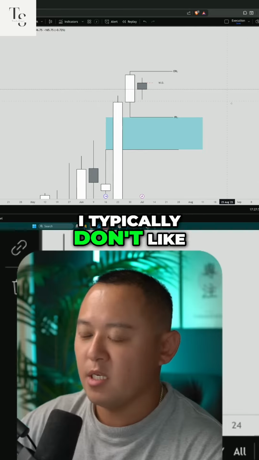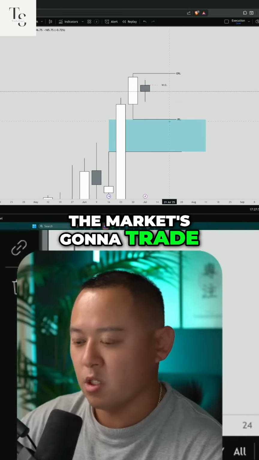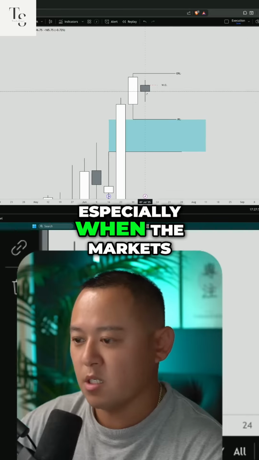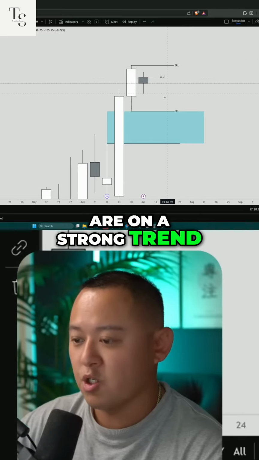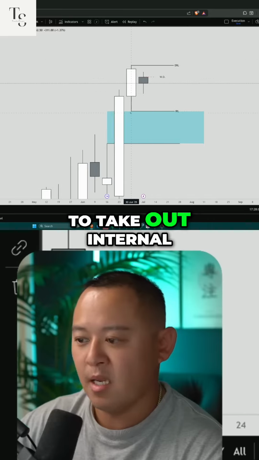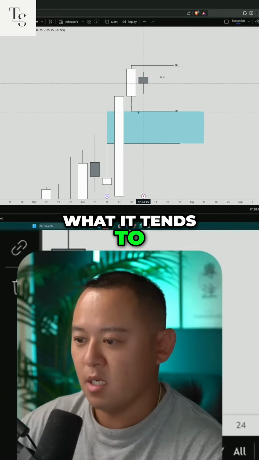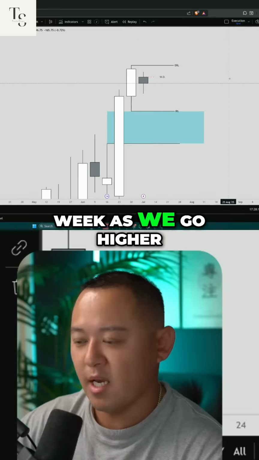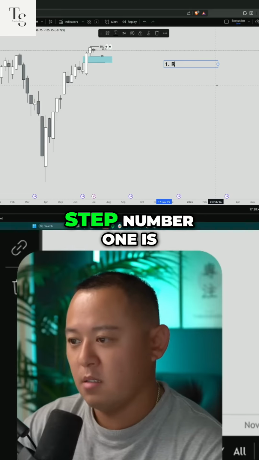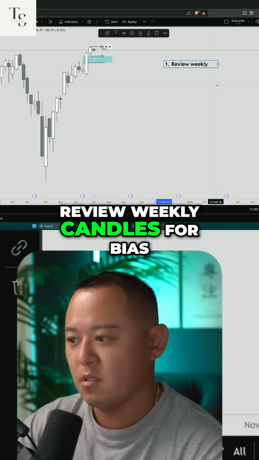I typically don't like to make bets that the market's going to trade to internal range liquidity, especially when the markets are trending one specific way, because when the markets are on a strong trend, we do not tend to take out internal range liquidity. What it tends to do is just create higher lows and higher highs on each specific week as we go higher. Okay, so again, step number one is review weekly candles for bias.